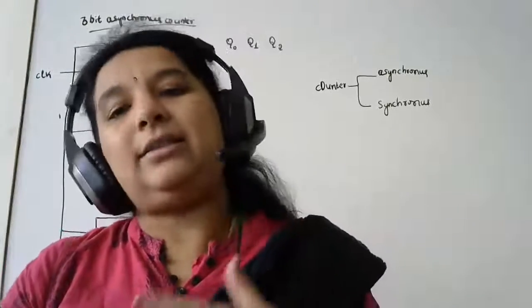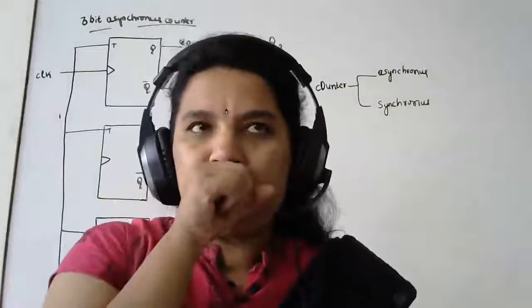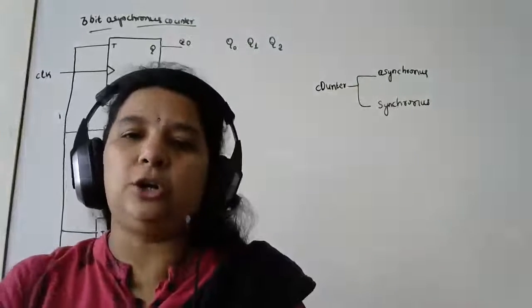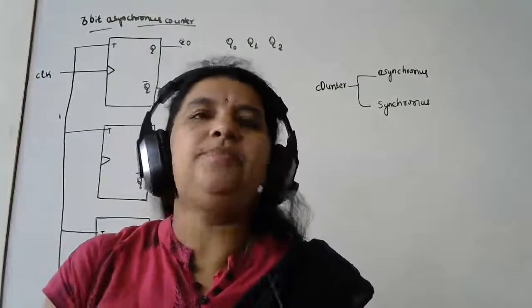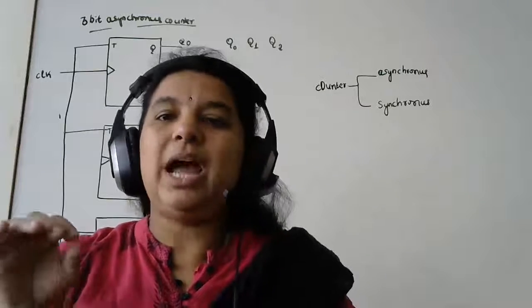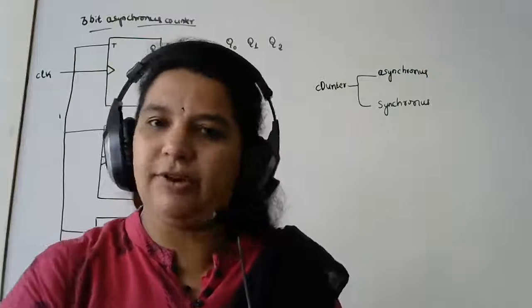In fact, other than this, D and SR can also be used. But in that case, some additional control logic has to be applied. To make our circuit simple, I'll always be using a T flip-flop, or a JK in T format. That's why I'm taking a T flip-flop.